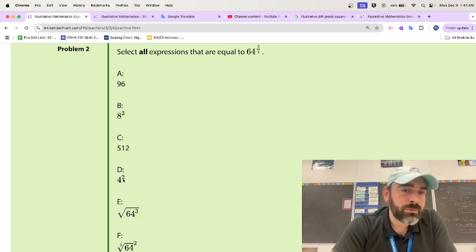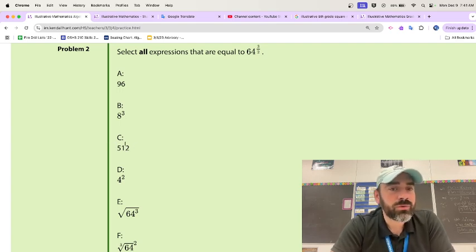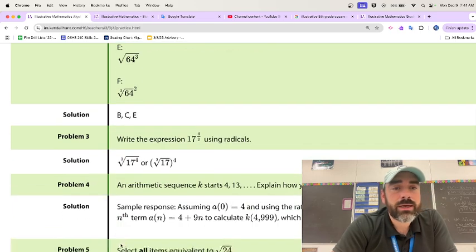4 squared, 4 times 4 would be 16. Is that equal to 512? No. So if we're looking for all the ones that are equivalent, they're all going to have answers that are equal to 512. The square root of 64 to the third power is equivalent to this, because that's literally what this is saying to do. And the cube root of 64 to the second, no. Remember, the 3 that's up here acts as a power, either to the 64 or to the whole thing afterwards, and the 2 is the index number that goes outside of the root. So not that one. It is B, C, and E.